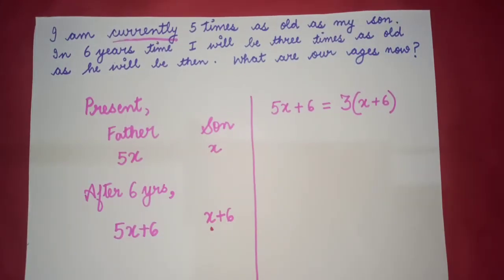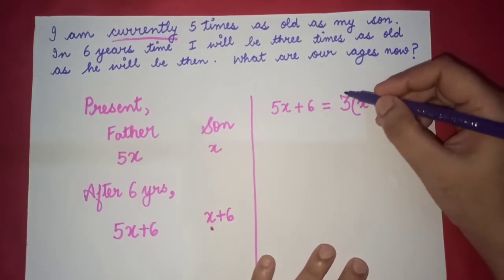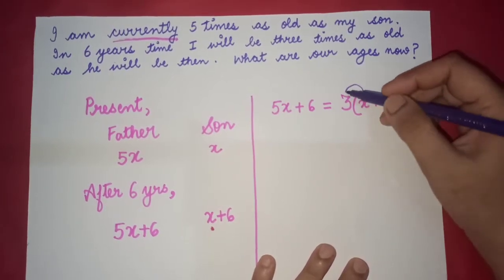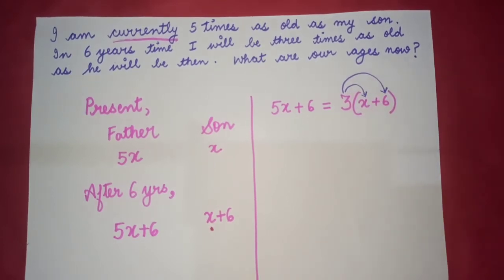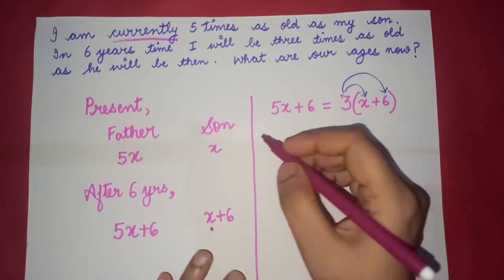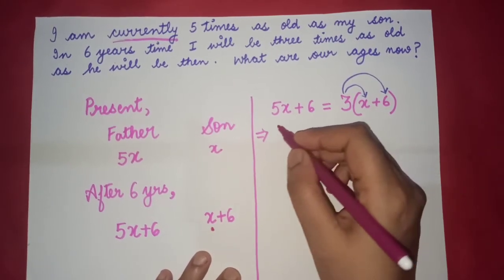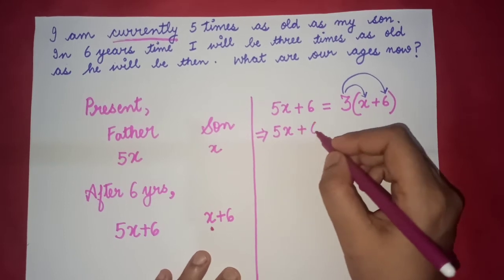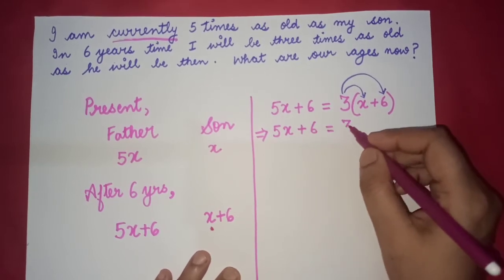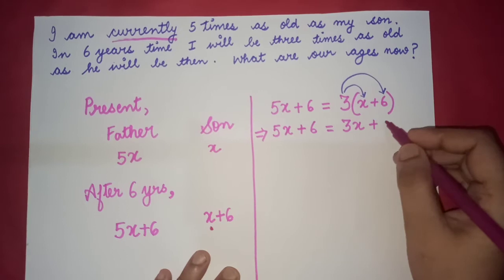So now what we have to do is solve this equation. First let us solve the brackets. We have to multiply this 3 with x and 6. So let's solve it. The left hand side would remain the same and this side will become 3x plus 18.